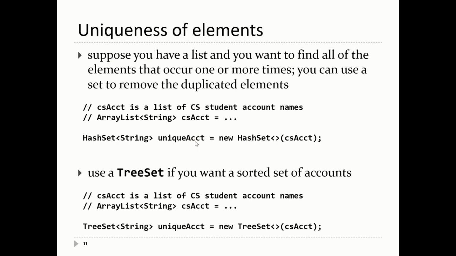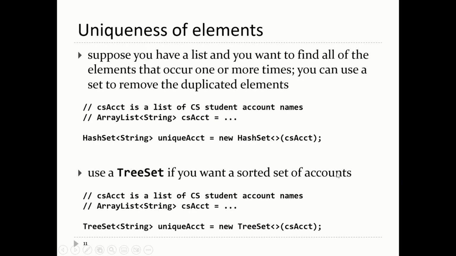If I want to turn that back into a list, it turns out you can make a new list and pass that set to the list constructor. And the list constructor will copy all of the elements out of the set and put it into the list. And so that's the easy way of removing duplicated elements from a list.